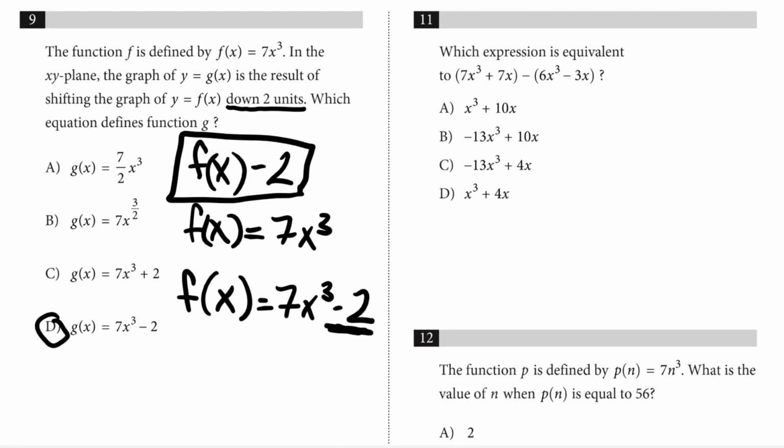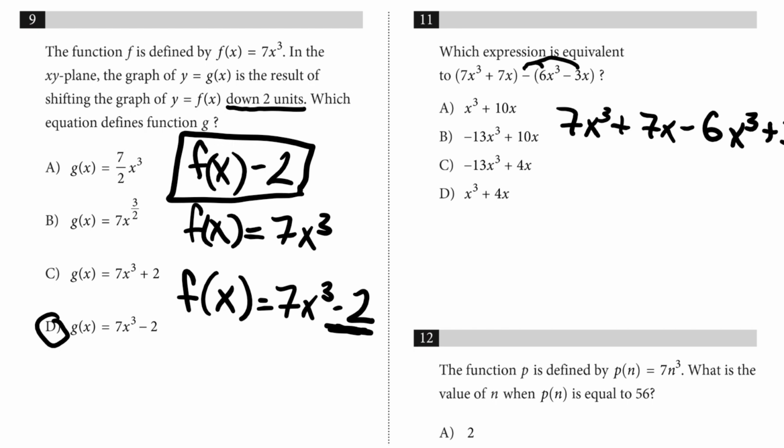Which expression is equivalent to (7x to the third plus 7x) minus (6x to the third minus 3x)? The first step is to distribute the negative sign in the middle. And once we do this, we don't have to write any more parentheses. So once we distribute the negative, we're going to have 7x to the third plus 7x. Then 6x to the third times negative 1 is negative 6x to the third. And then negative 3x times negative 1 is going to be plus 3x.